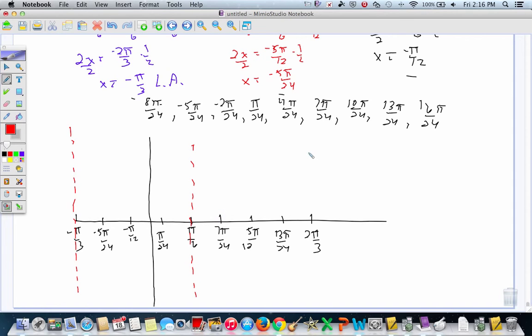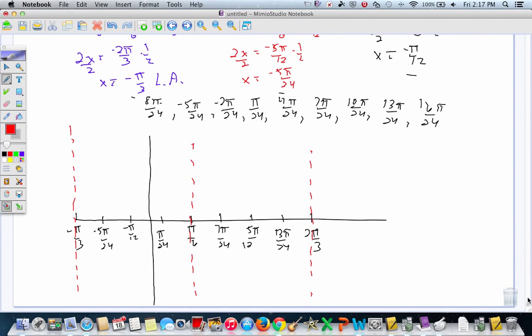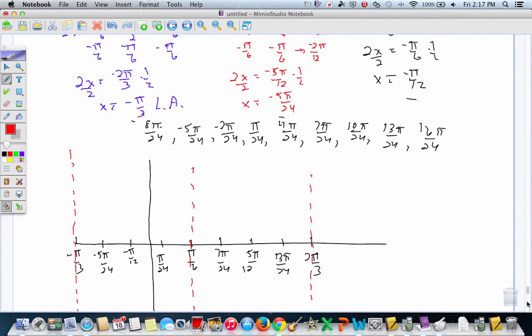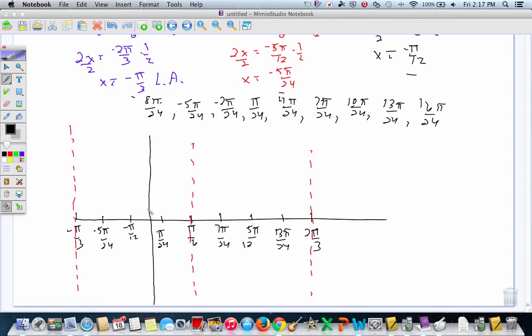Sketching in our asymptote lines. There's 1, quarter, mid, 3/4, end. Quarter, mid, 3/4, and end. Tangent goes up from left to right. I need to backtrack here.